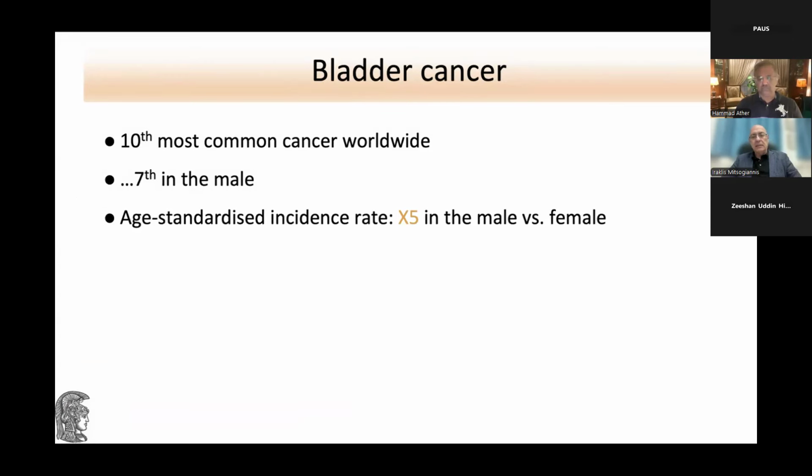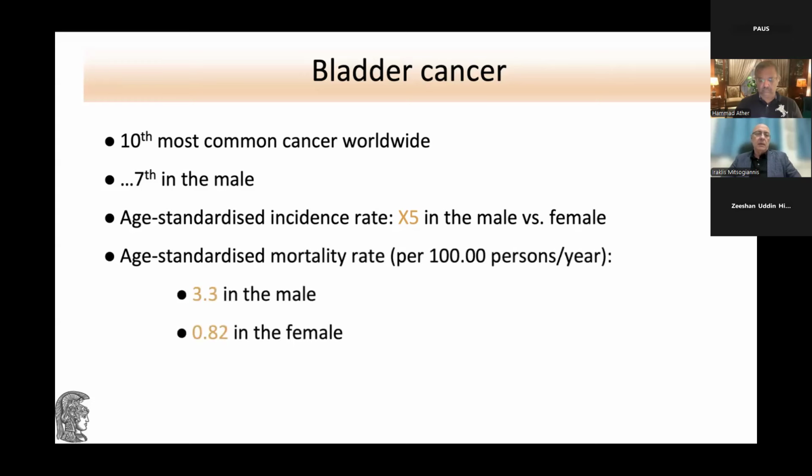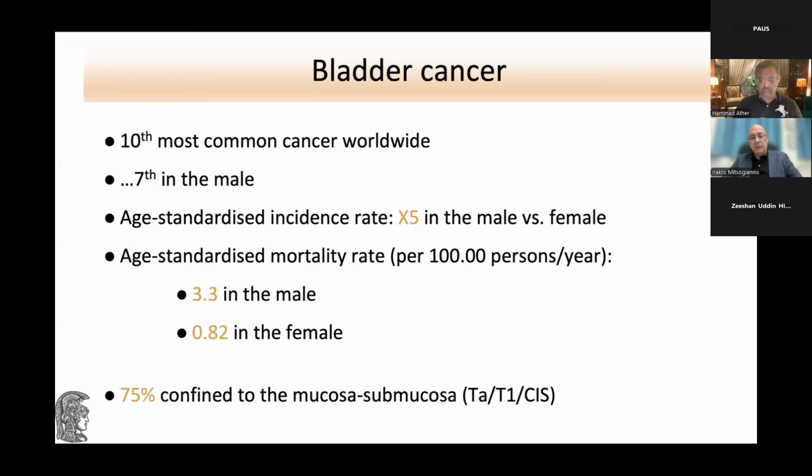The age standardized incidence rate is multiplied by 4 in the male versus the female, and also the age standardized mortality rate is 4 times more in the male again. Now, fortunately, 75% of cases, as we know, are confined to the mucosa or submucosa. So they are TA, T1 or CIS disease.